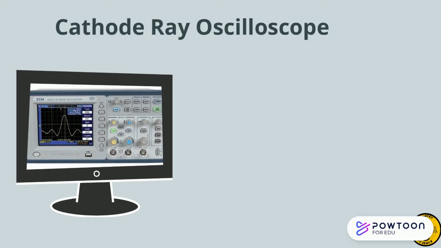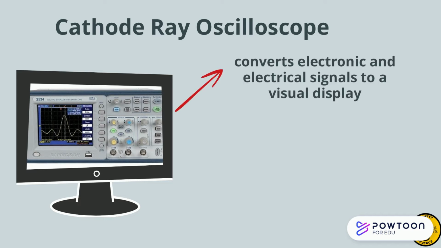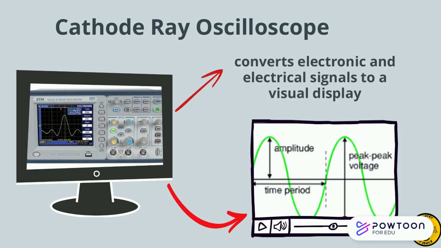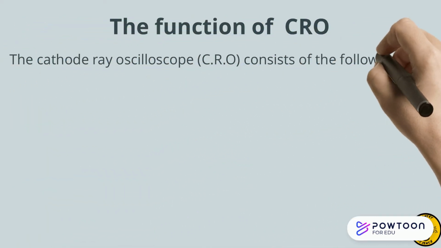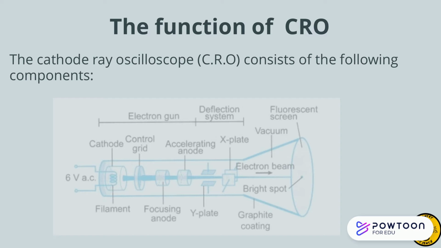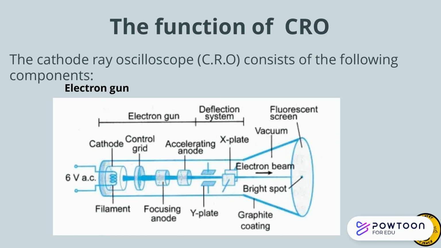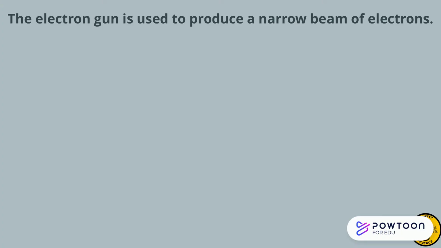Cathode ray oscilloscope. It converts electronic and electrical signals to a visual display. The cathode ray oscilloscope, CRO, consists of the following components. Electron gun. The electron gun is used to produce a narrow beam of electrons.